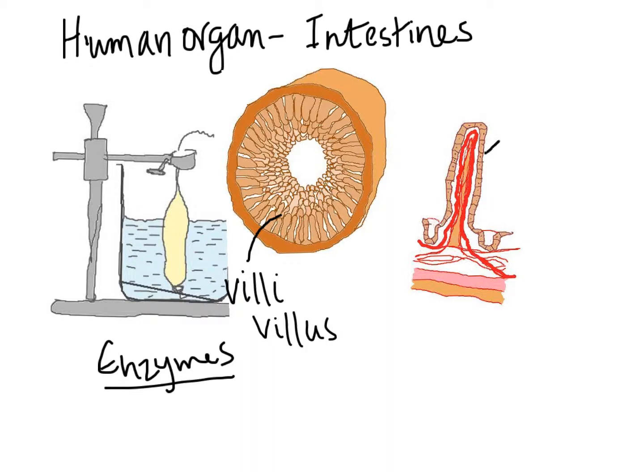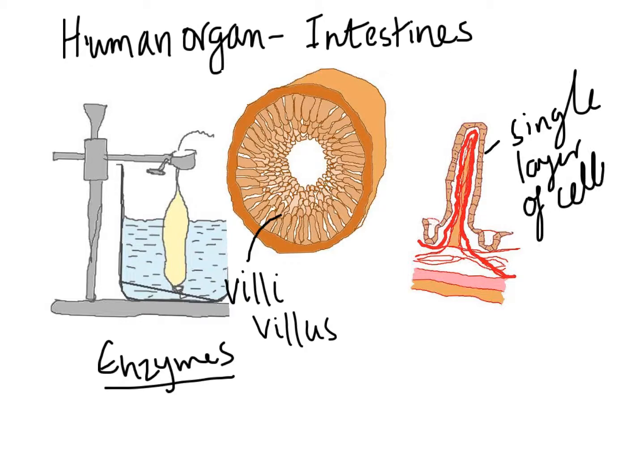A single layer of cells makes up the villi wall. So the wall is made of a single layer of cells, which means it's very, very thin. As you remember from part 1, if you reduce the distance the substance has to diffuse, the rate becomes faster.